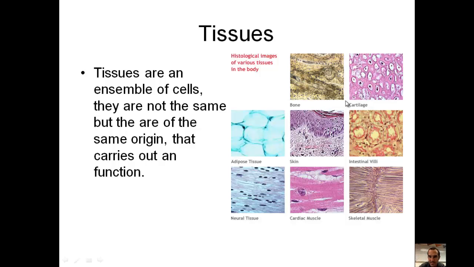So you've got bone cells over here, and then you've got cartilage cells, so supporting in between, making up joints that bones can glide upon. This is fat tissue, skin cells, intestinal villi. So you basically have these little finger-like projections in your intestine that help you absorb nutrients, and that's what those look like. Nerve tissue, heart muscle, and skeletal muscle.